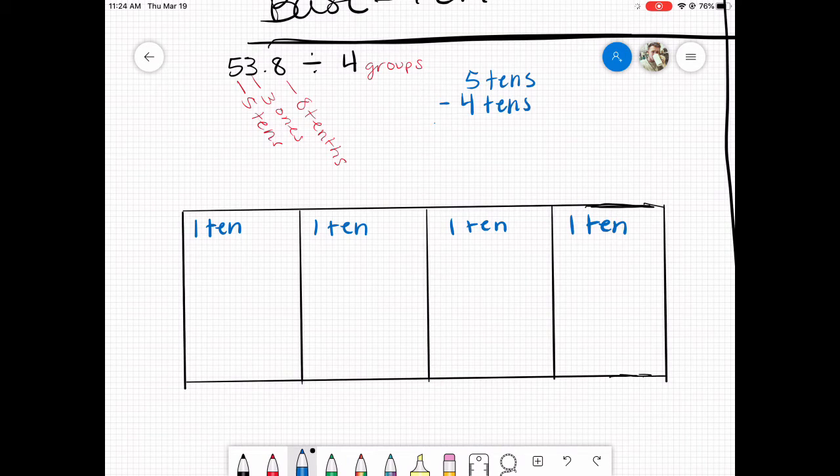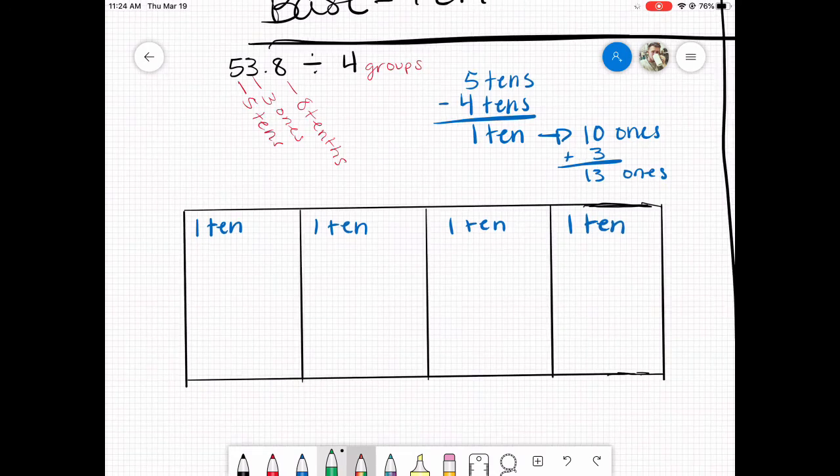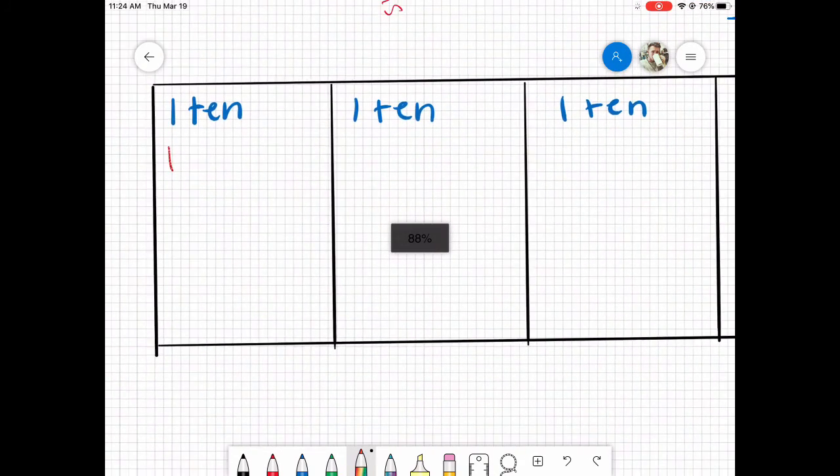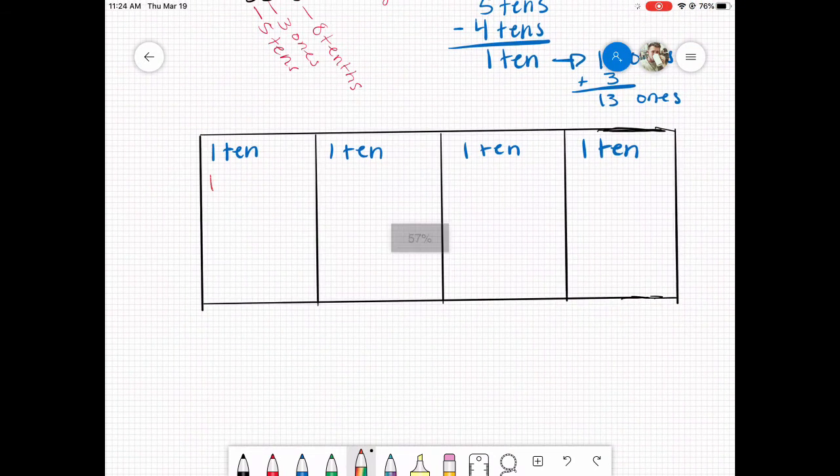I'm sorry, guys. I apparently am going a lot slower than I thought I was. So 1 ten can get broken up into 10 ones. We're going to add those 3 ones to the 10 ones to make a total of 13 ones. Underneath the square, you can see I'm doing some other math, showing that if I have 4 ones, I'm going to subtract 4 ones out of that 13 ones until I can't get a whole 4 ones left.